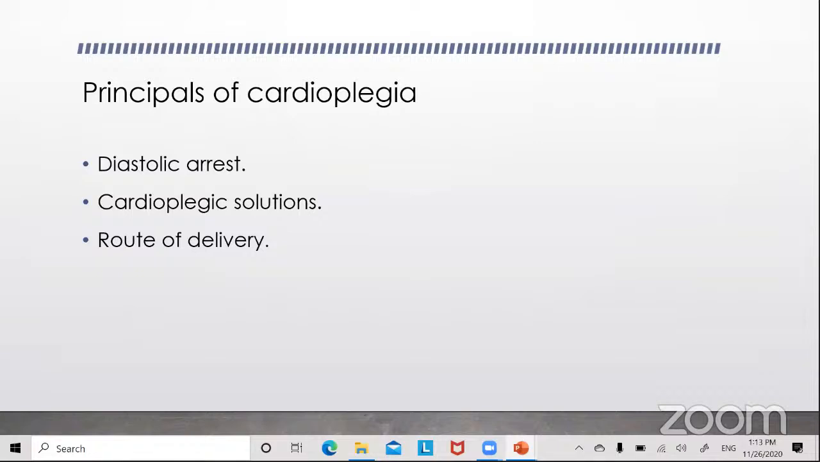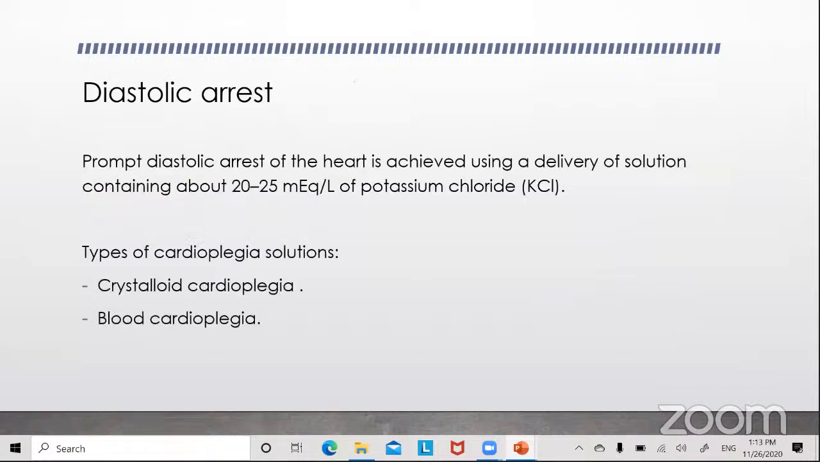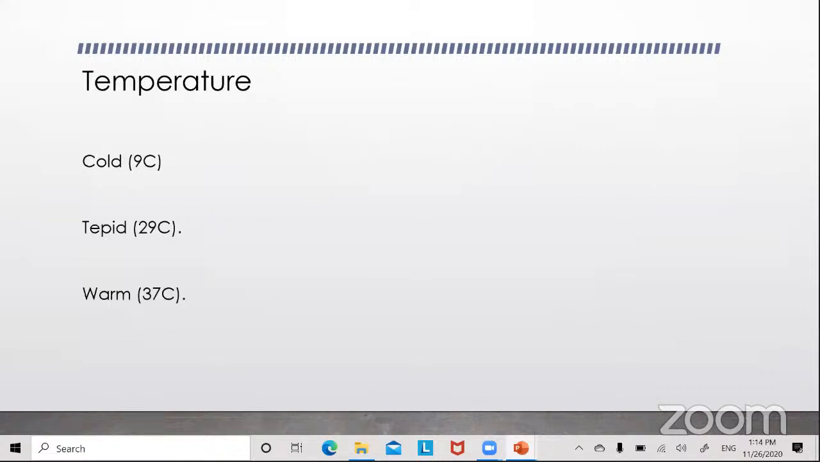Now let's talk about cardioplegia. What are the different types of solutions? What are the different methods to deliver the cardioplegia and the routes for delivery? Diastolic arrest of the heart is achieved using a delivery of solution containing about 20 to 25 milliequivalents of potassium chloride. We have two types of plegia solution, crystalloid cardioplegia and blood cardioplegia. The temperature of the cardioplegia solution can be cold, warm, or in between.